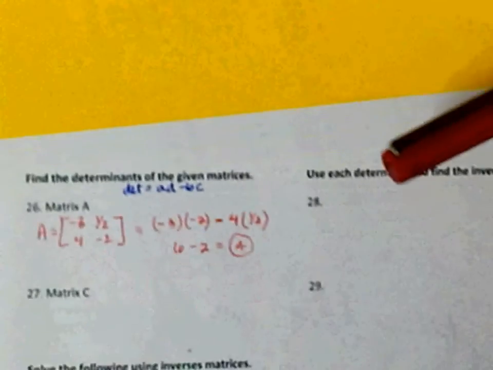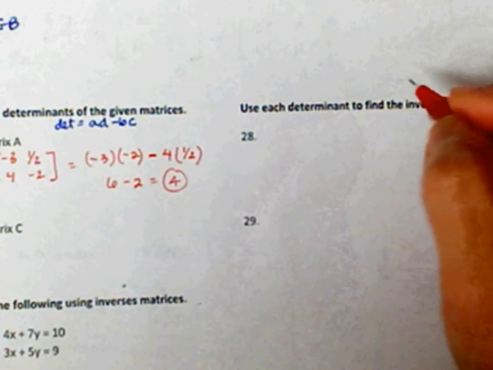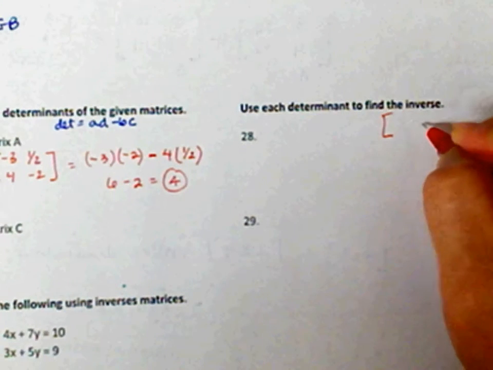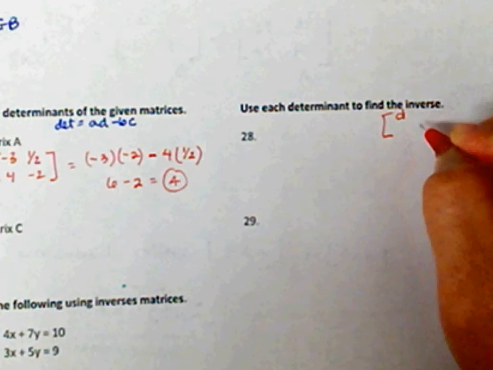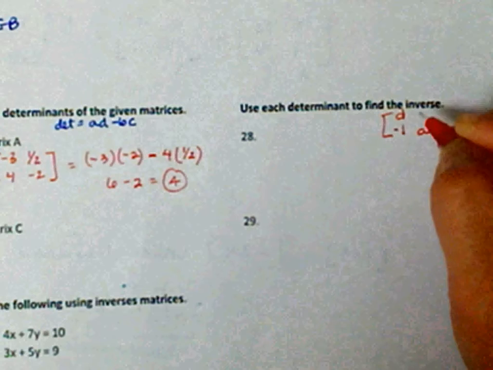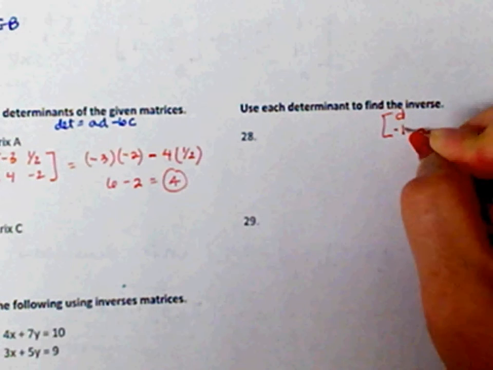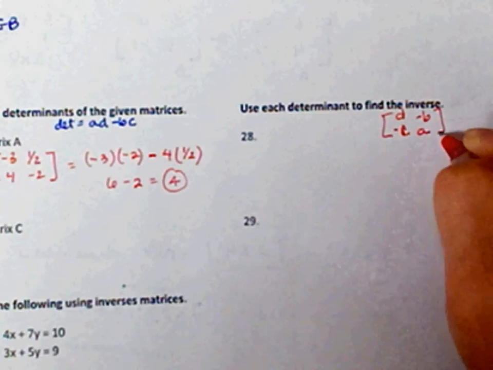Now, you're going to use that determinant to try to find the inverse. And here is your inverse. Your inverse is basically this. You're going to switch your A and your D. So D comes up here, A goes here, and you're going to negate your B and your C, okay? So negative C, negative B.